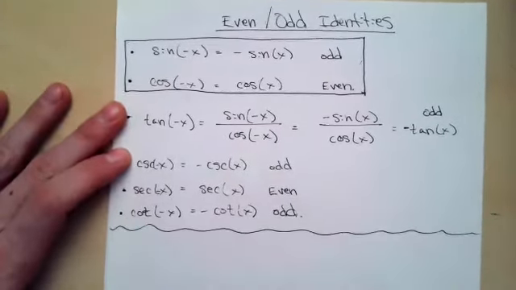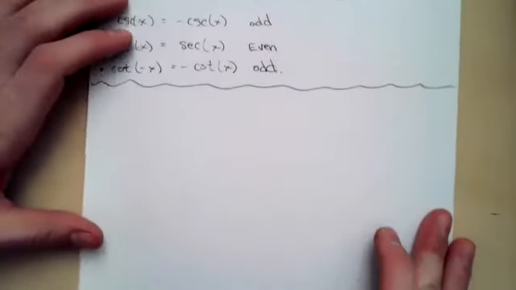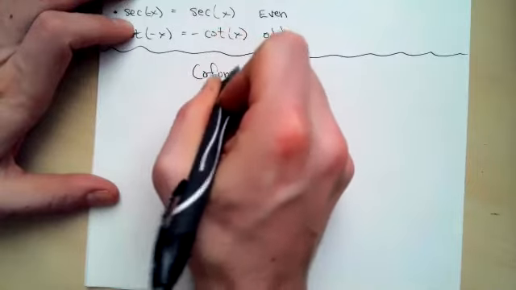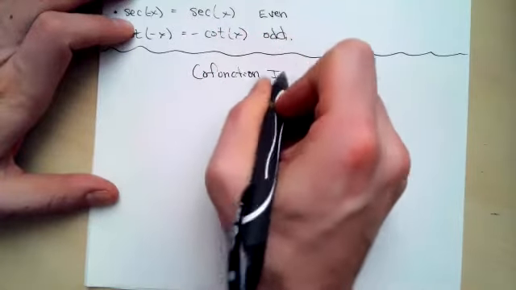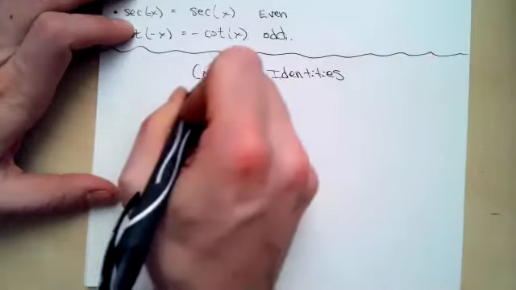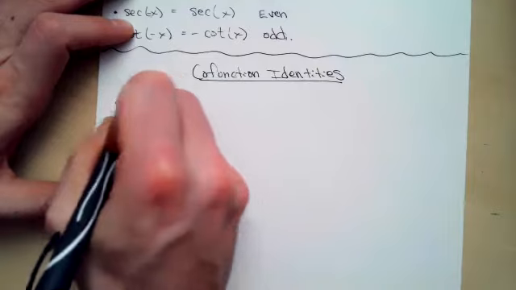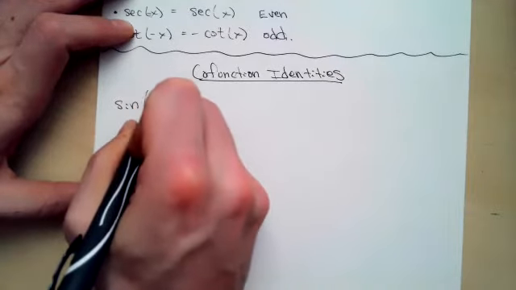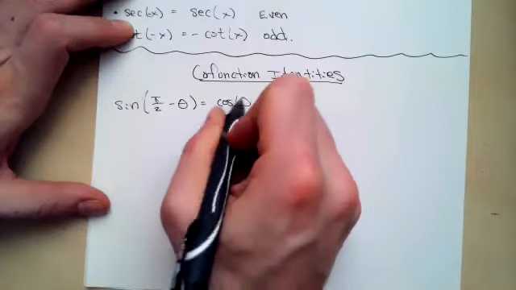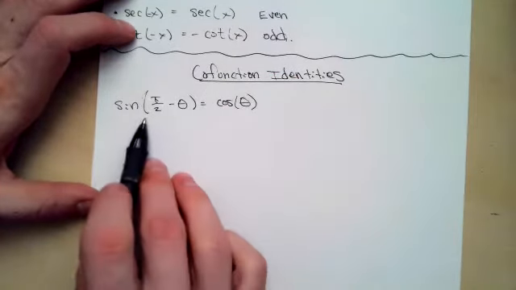And then the last set of identities that we're going to talk about today are called cofunction identities. Cofunction identities say that sine of pi over 2 minus theta is cosine of theta. So where does this come from?